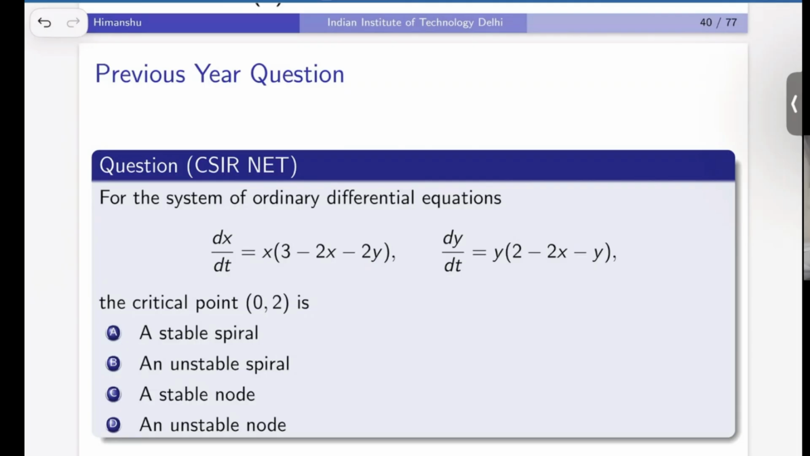So our system is dx/dt = x(3 - 2x - 2y), and dy/dt = y(2 - 2x - 2y). The critical point is given to us, which is (0, 2). If the critical point is not given, then we can compute it by setting both equations equal to 0. So we have our two equations and then find the values of x and y from there.